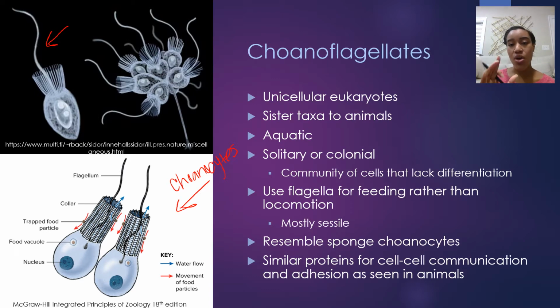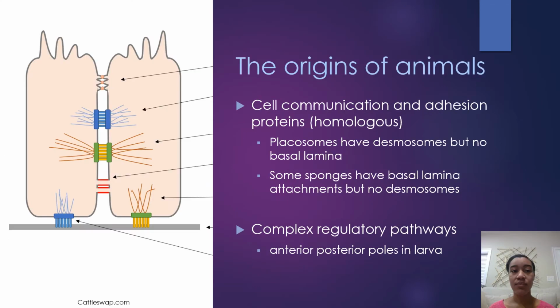When you're looking at choanoflagellates, one interesting thing about them is that they have cell-to-cell communication, and they can adhere to surfaces and to each other in ways that are very similar to what we see in animals. So that's how we end up looking at them and sponges to try to get an idea of how we ended up with multicellular animals.